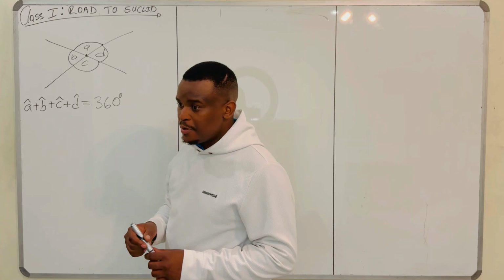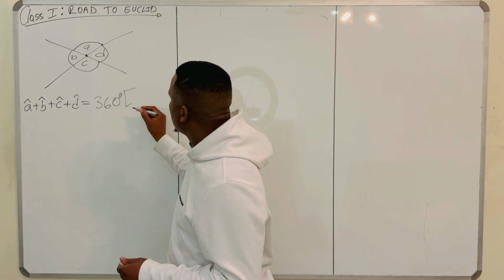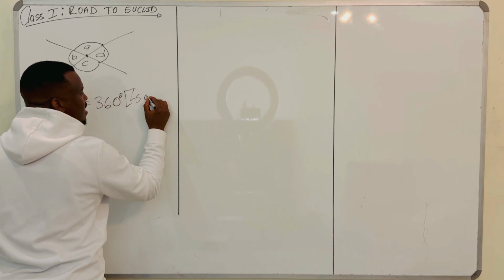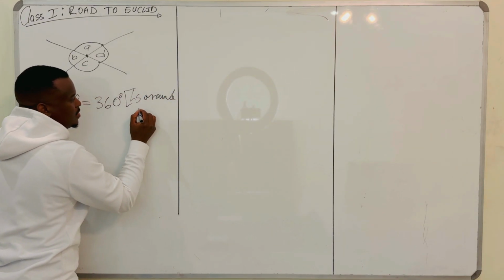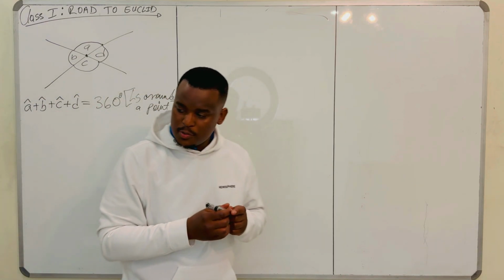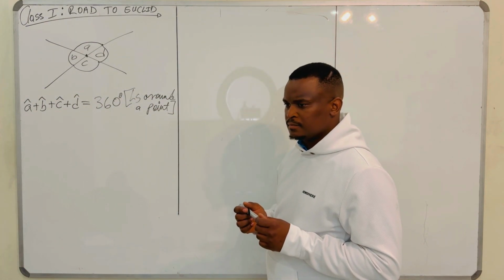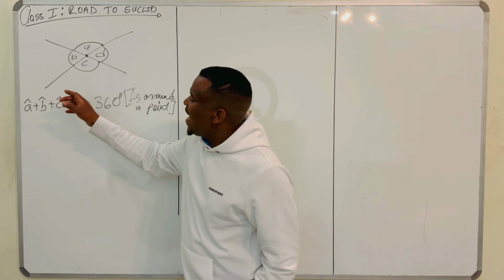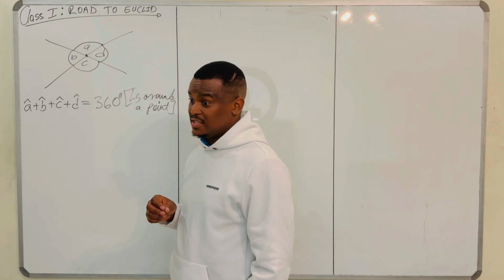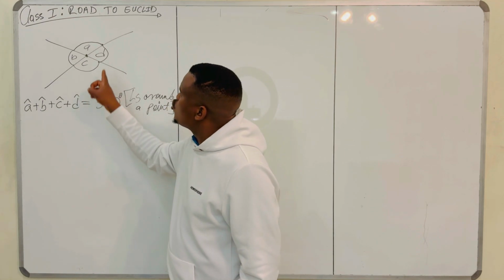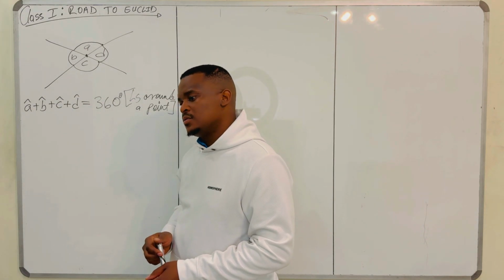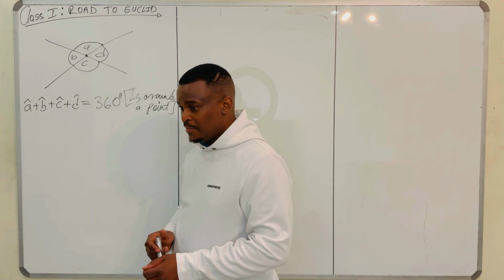And when you do that, what will be your reason for that? Angles around a point. Is this clear? Yes. So if you add angles that surround a point, they will always add up to 360 degrees, because that will be a revolution. You'll be going around a point, a full cycle around a point. Are you guys happy? Yes.